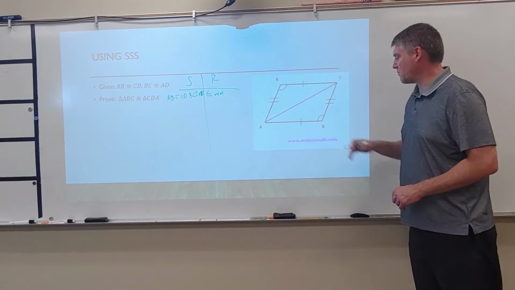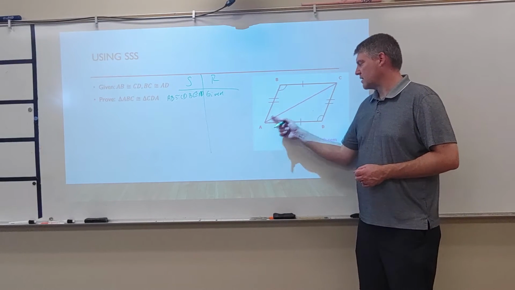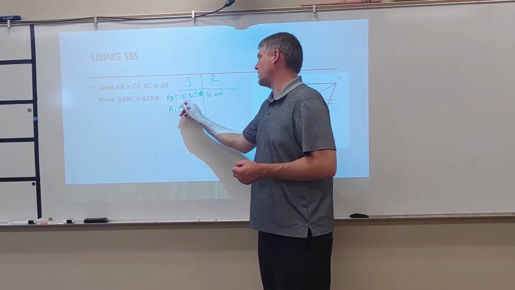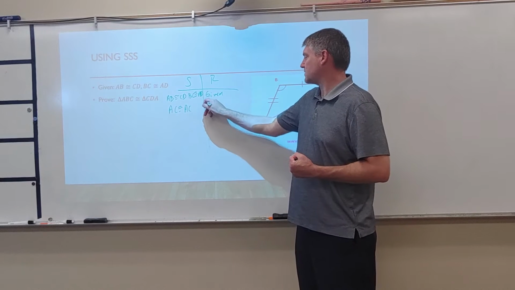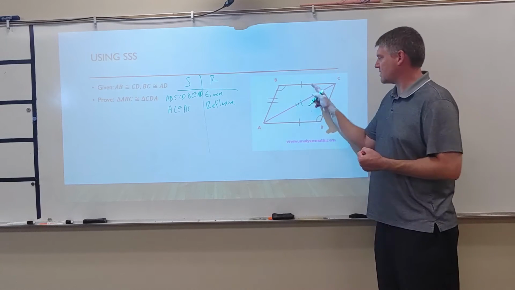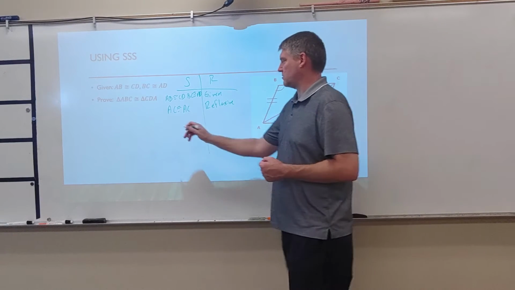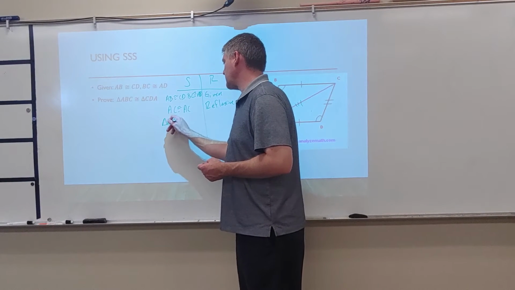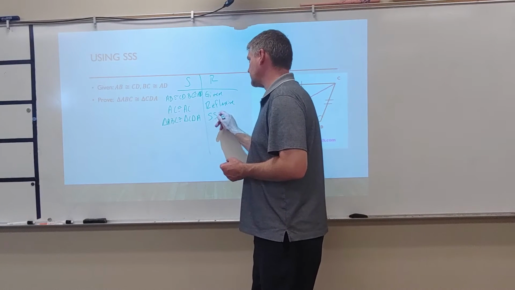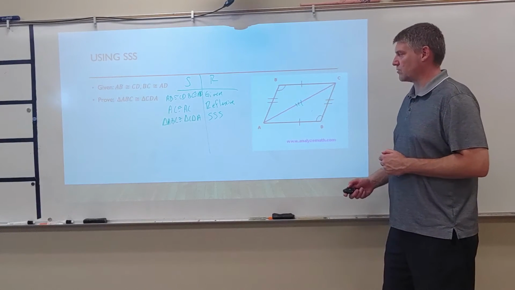Okay, so my diagram already has this up here. Now I just need to know that AC is going to match up. Do I know that AC is congruent to AC? Yes, it's reflexive. Now I know that these three sides are congruent to these three sides, and now I can write my conditional statement. So triangle ABC is congruent to triangle CDA by the side, side, side postulate. All three sides were congruent, making these two congruent triangles.